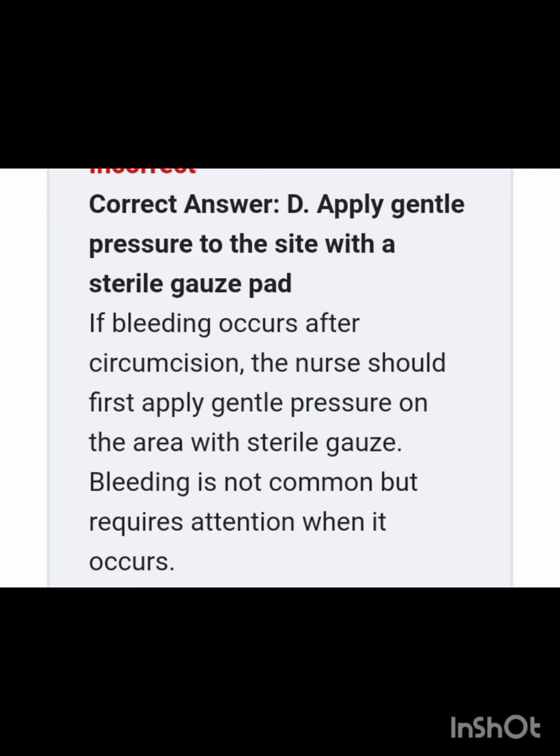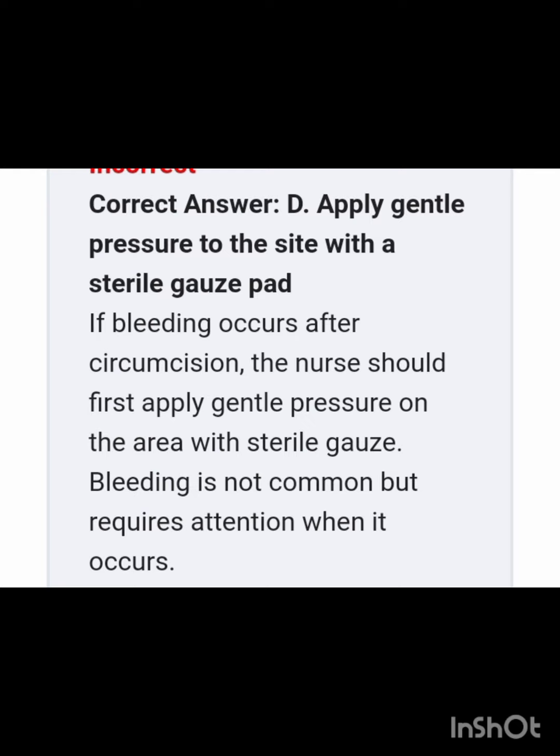Correct answer is apply gentle pressure to the site with a sterile gauze pad. If bleeding occurs after circumcision, the nurse should first apply gentle pressure on the area with the sterile gauze. Bleeding is not common but requires attention when it occurs.